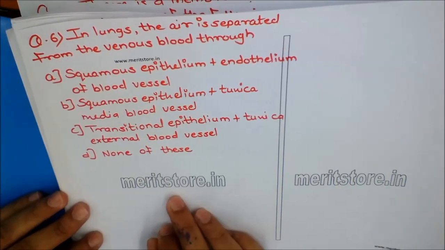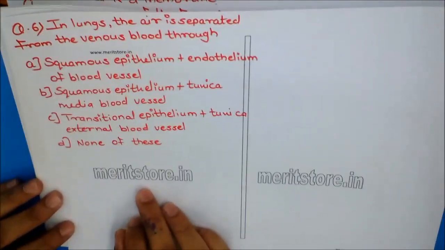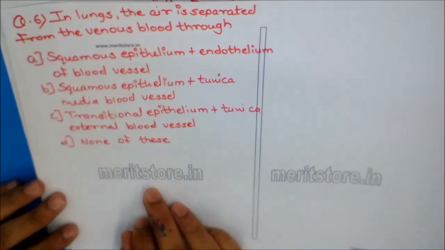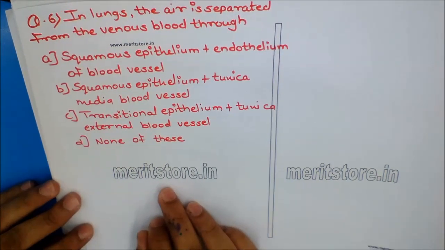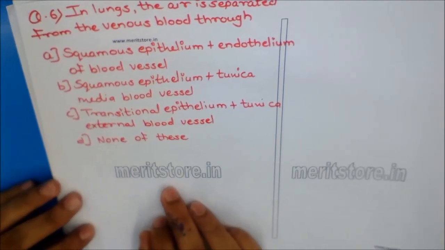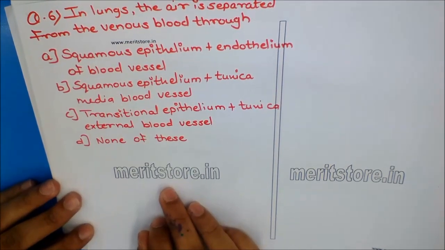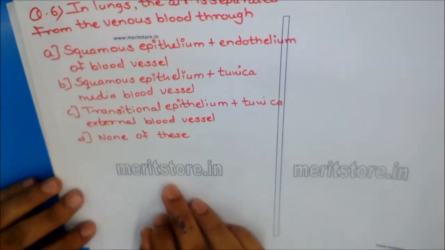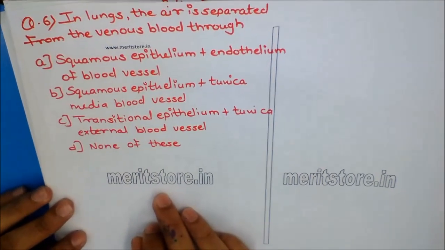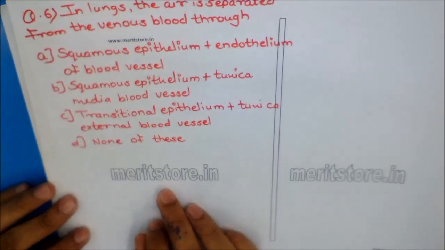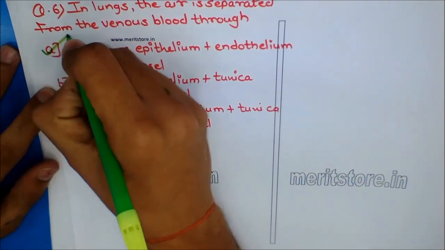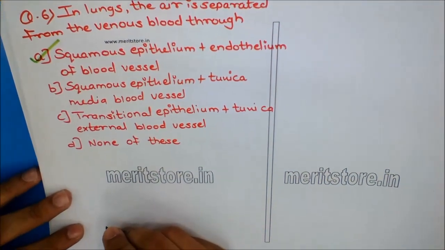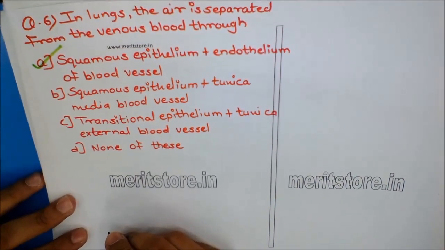Our next question is, in lungs the air is separated from the venous blood through option A squamous epithelium plus endothelium of blood vessel, option B squamous epithelium plus tunica media blood vessel, option C transitional epithelium plus tunica external blood vessel, option D none of these. The answer to this question is quite straightforward, which is squamous epithelium plus endothelium of blood vessel.